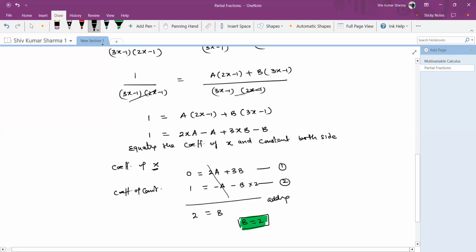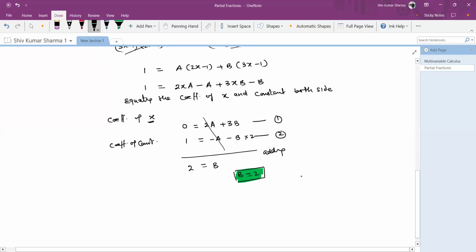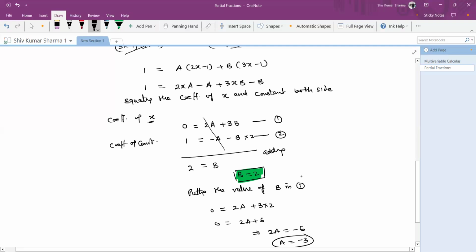Now we put the value of b in any of the equations. So put the value of b in equation 1. We see that 0 is equal to 2a plus 3 into 2. So 0 is equal to 2a plus 6. So we can write 2a is equal to minus 6, so a gives us minus 3. So here we get the values of a and b.